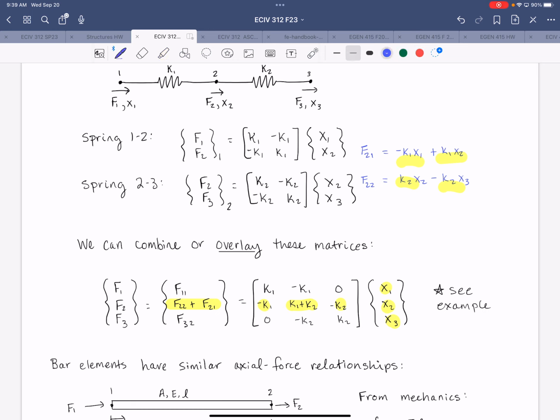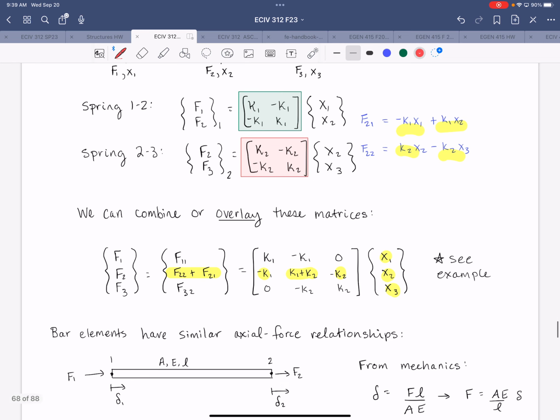So if you think about these matrices independently first, all right, the stiffness matrix from the first spring and then the stiffness matrix from the second spring, the overlay will occur where those matrices overlap at the second node.